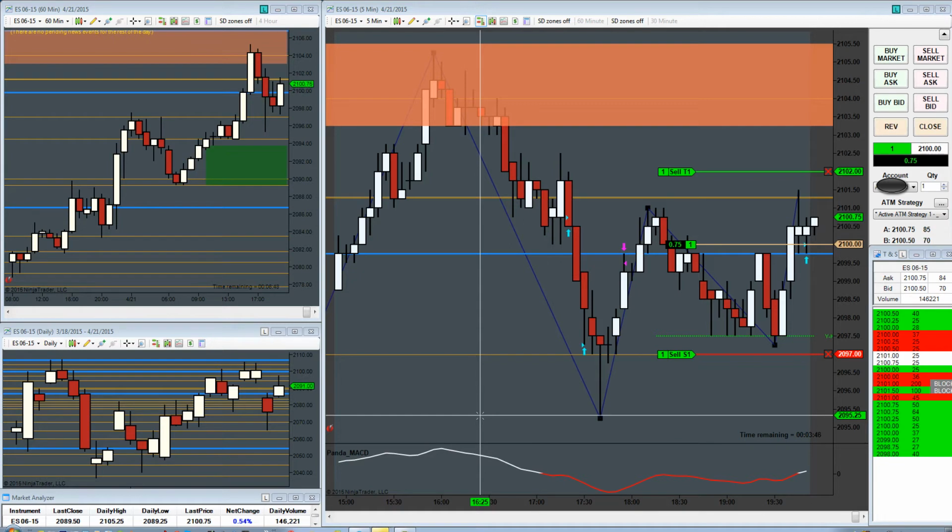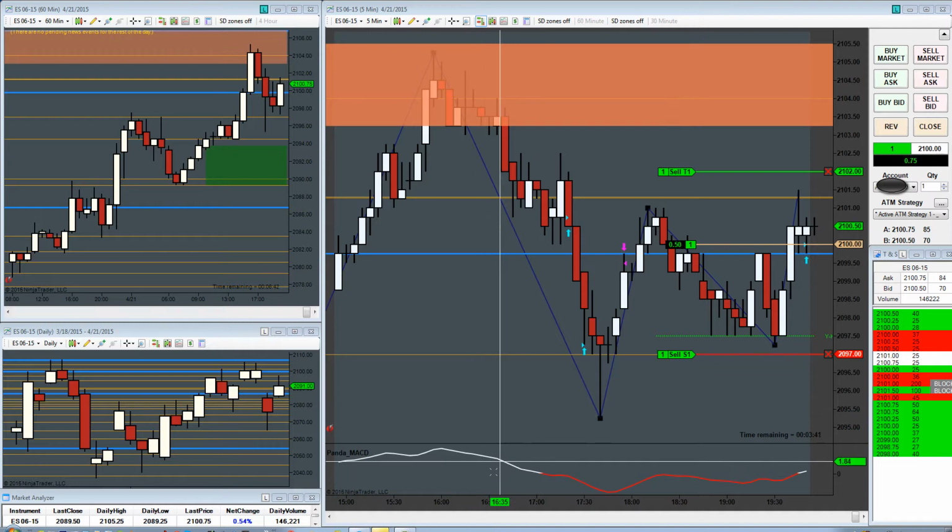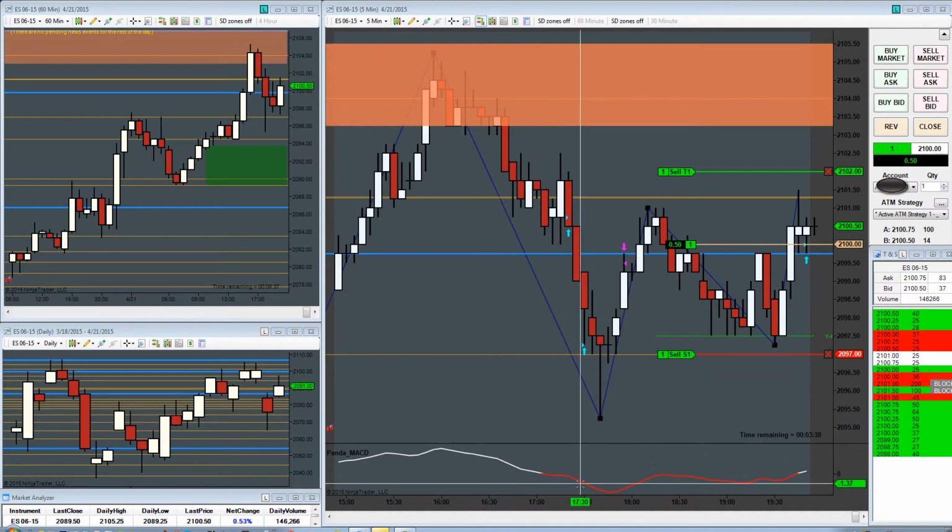So we're here looking at a trade. Now notice I have this lower indicator here. This is my Panda MACD. I don't like to trade with indicators anymore because we don't really need it, but you can trade with it.